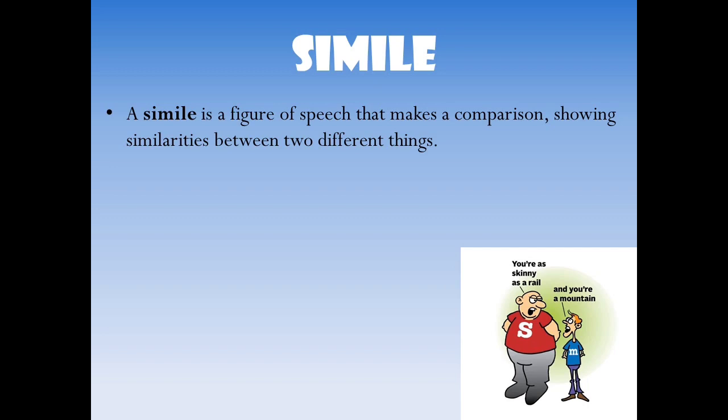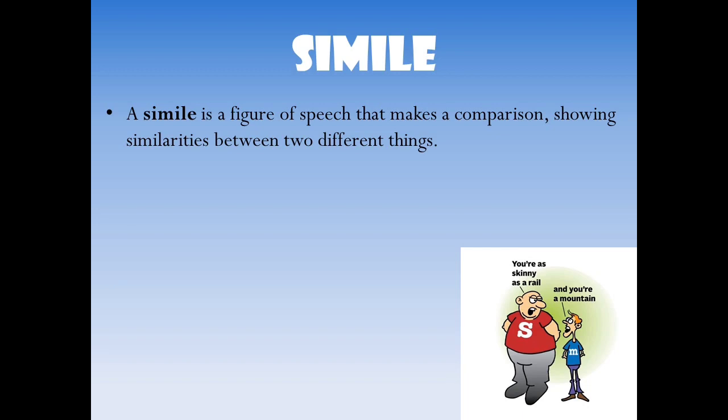Now you can see there's one small picture in the right hand side corner, and you see that the fat man is saying something to the skinny man, and what he is saying is, you are as skinny as a rail. And you can see that the skinny man is saying something to the fat man, and what he is saying is, you are a mountain. So what are they actually doing? They are comparing each other with something different, right? So they are bringing a comparison.